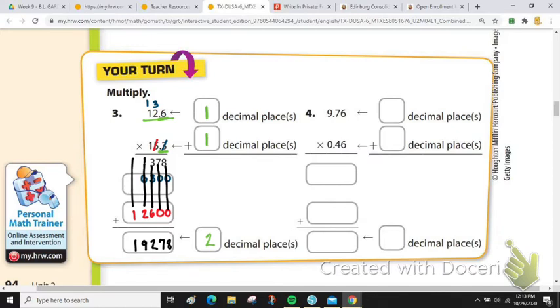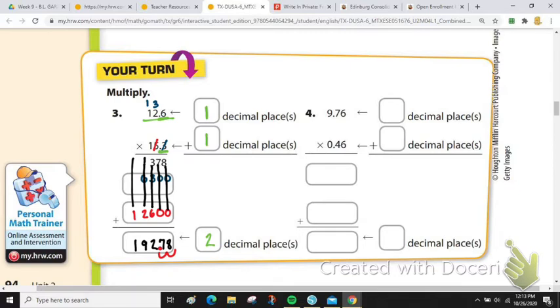So I'm going to start all the way to the right and move over twice. 1, 2. And that's where my decimal is going to go. So my answer becomes 192.78.